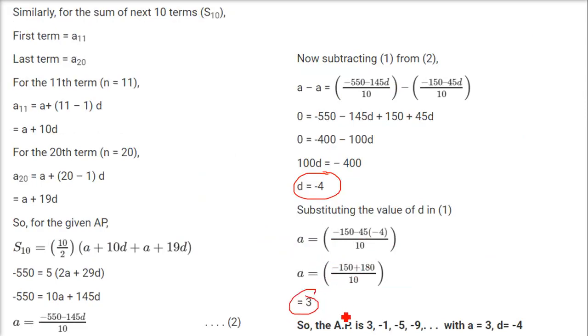Now you can easily find out the AP. You start with 3 and just add minus 4. 3 minus 4 is minus 1. Then add minus 4 to minus 1. So minus 1 minus 4 is minus 5, like this.